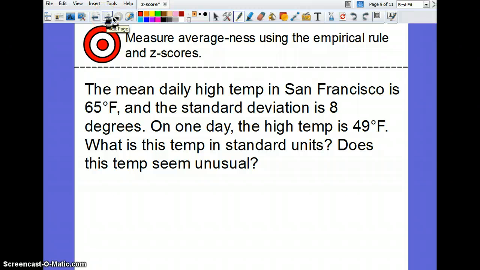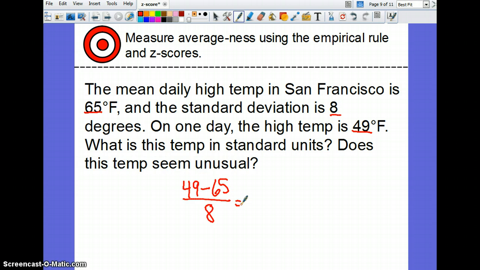Mean daily high temps in San Francisco is 65, and the standard deviation is 8. On one day, the high temp was 49 degrees. What is this temp in standard units? And does this temp seem unusual? All right, so if they ask for it in standard units, they're asking for the z-score. Okay, so my x is 49 minus my x bar, my mean, which is 65, divided by my standard deviation, which is 8.